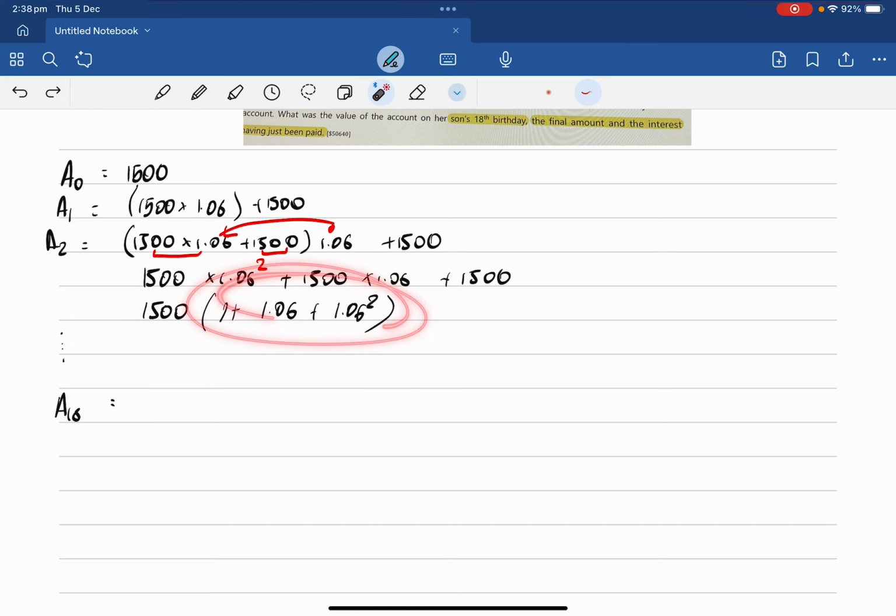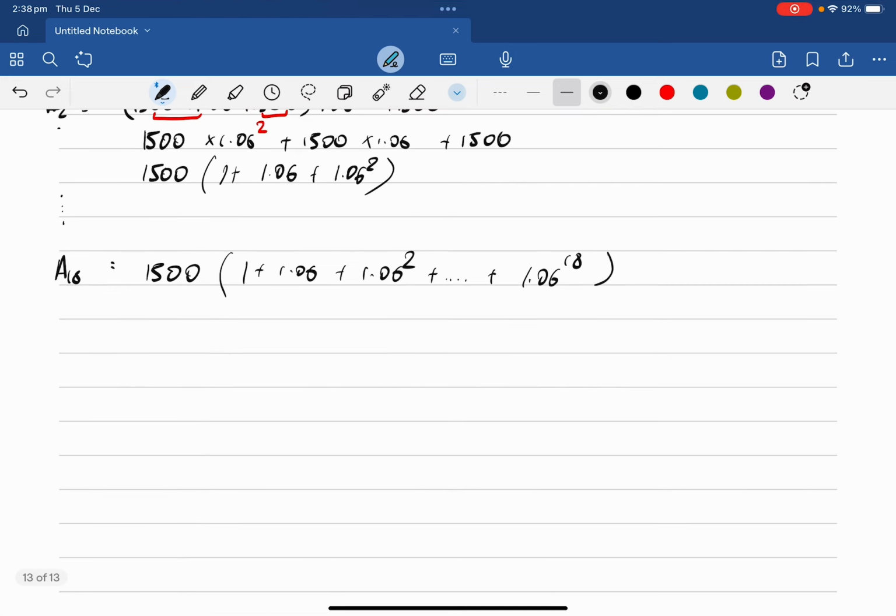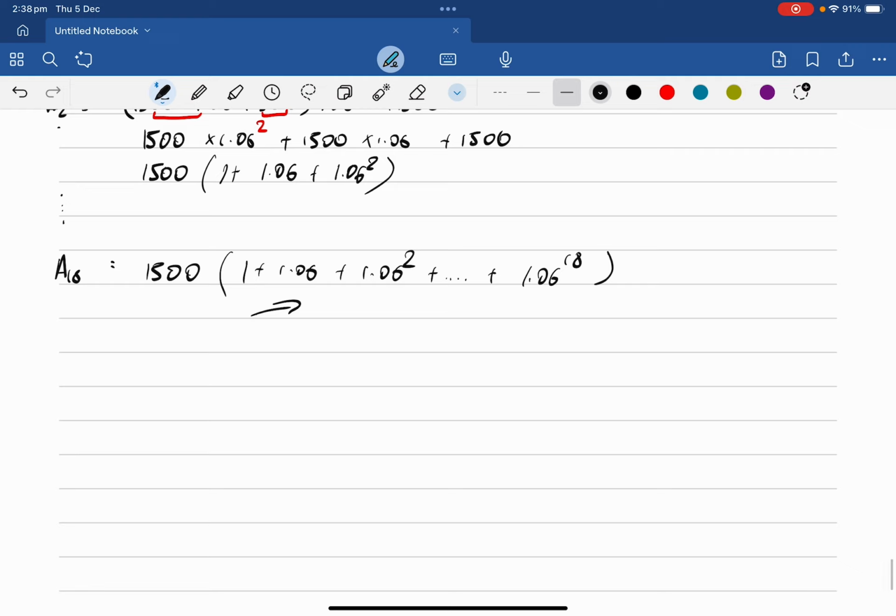And this is a GP. So 1,500 times 1 plus 1.06 plus 1.06 squared plus ... plus 1.06 to the 18, because it goes on for 18 years. So we can say this number is equal to that number. Now, are we done? No. What we need to realize is that this is a GP, and we want to first prove that it's a GP.